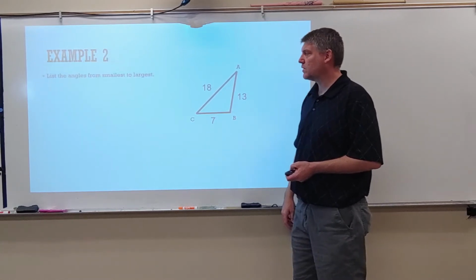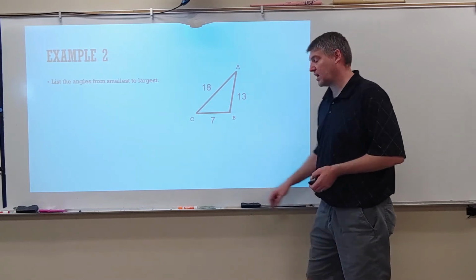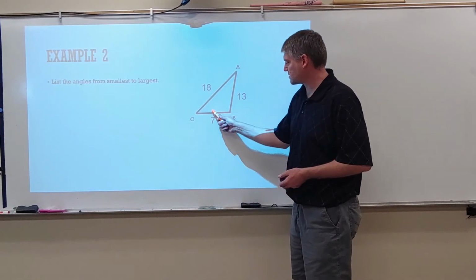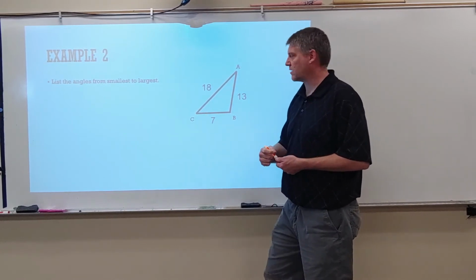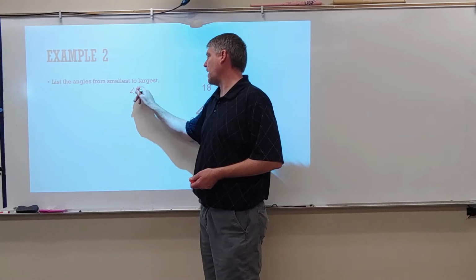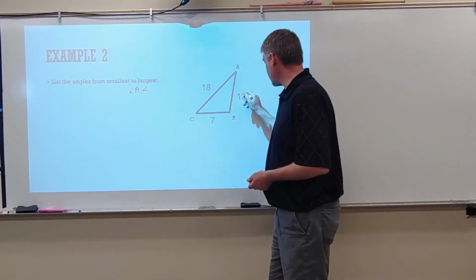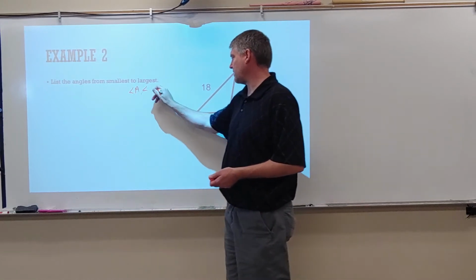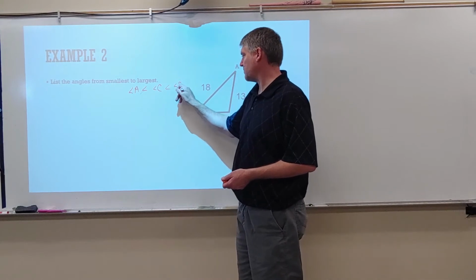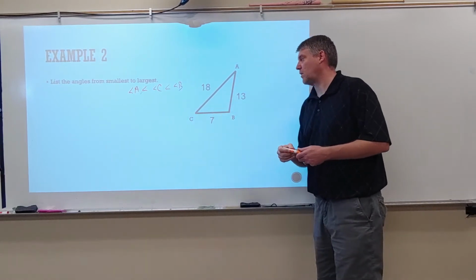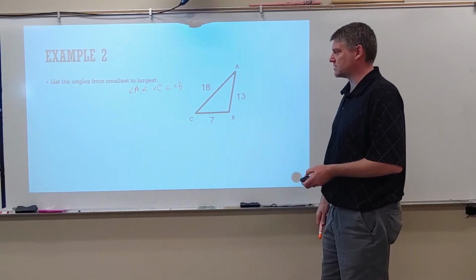Okay, example 2. List the angles from largest to smallest. So I look at my sides first and I find my smallest side. So here's my smallest side. Angle A has to be my smallest angle. Angle A, which is less than, okay, now I go to my next smallest side here, which is opposite angle C. So angle C, which is less than angle B. So I'm putting those in order from smallest to largest, and it goes opposite my sides there.